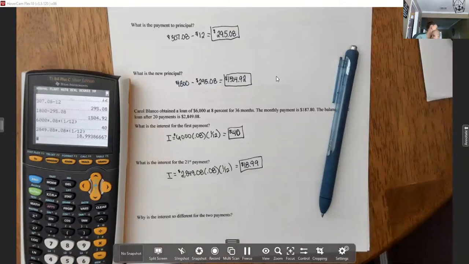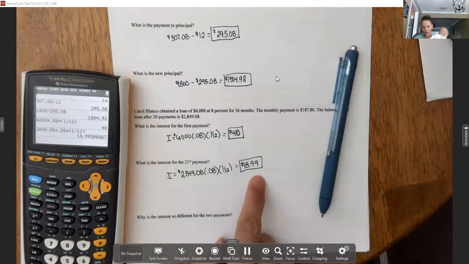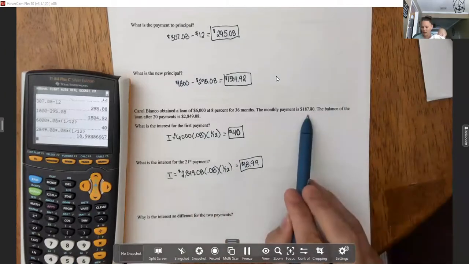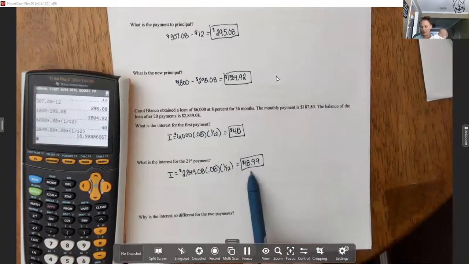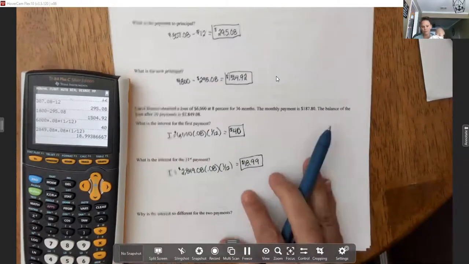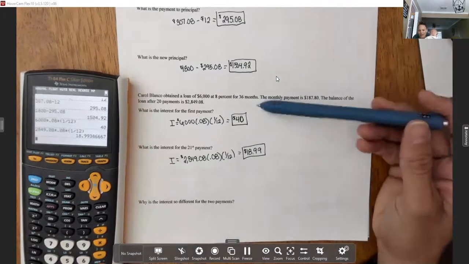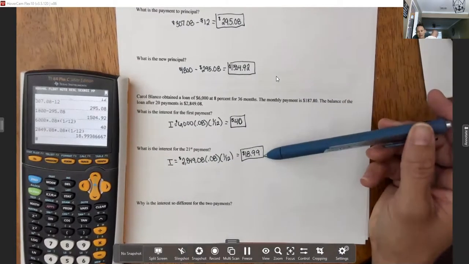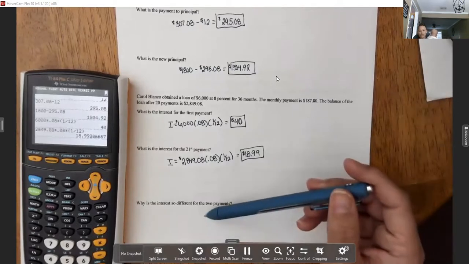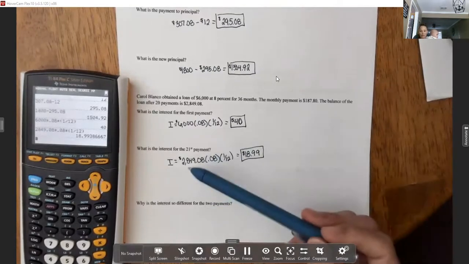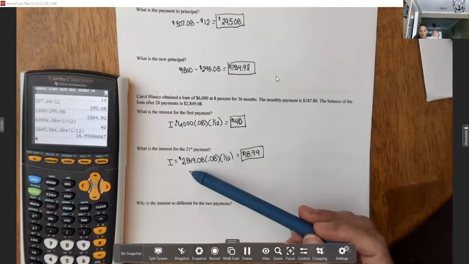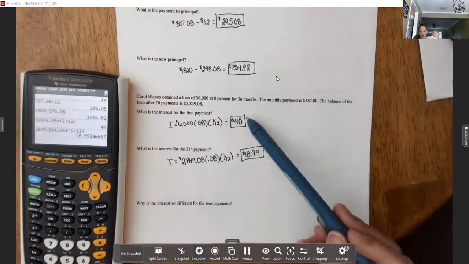And this was the thing that I was talking about. So on the 21st payment, you're paying the same amount. You're paying this amount every time, but now the bank's only keeping this much money. So why is the interest so different for the two payments? Here they kept $40, here they kept $18.99. And the interest is so different because the principal went down. The more you owe, the more you pay in interest.